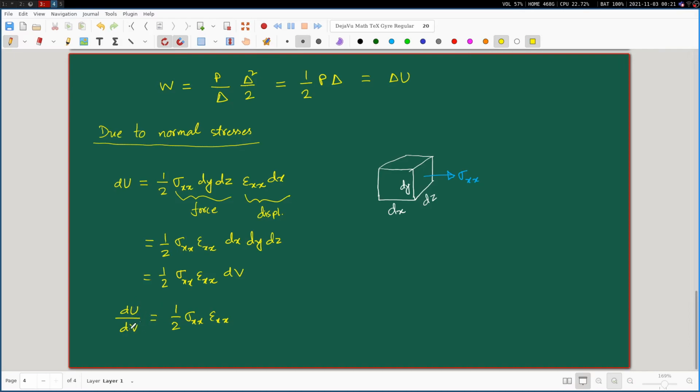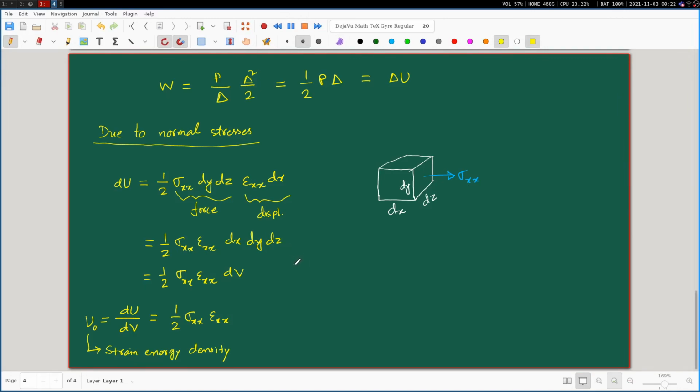Now this can be interpreted as the strain energy per unit volume. Okay, this is the strain energy per unit volume, and this has a special name. We refer to this as the strain energy density. This is an extremely important thing to note. The strain energy density U naught is given by half of sigma xx epsilon xx, when of course we are concerned with the strain energy change associated with just this uniaxial stress. So this is due to normal stress.